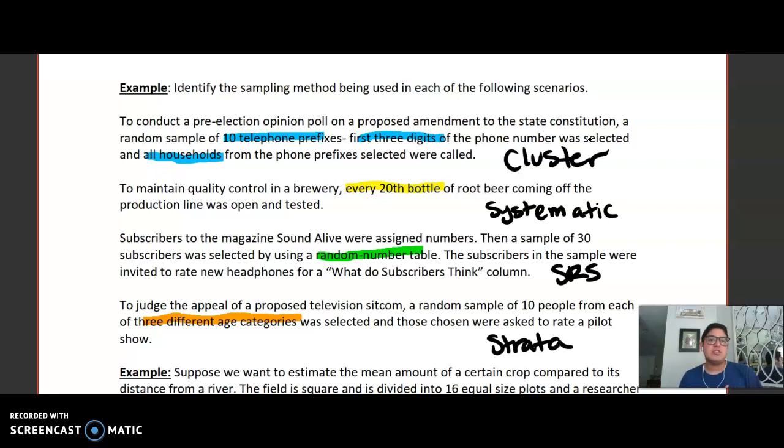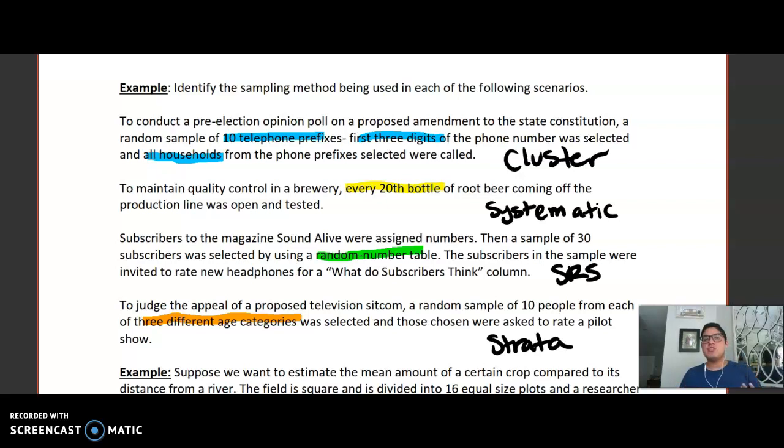So in the first situation, to conduct a pre-election opinion poll on a proposed amendment to the state constitution, a random sample of 10 telephone prefixes, the first 3 digits of the phone number, were selected, and all of the households in those prefixes were called. So here, my clusters are going to be those prefixes. So if they contain 281, 713, 832, any number that has that prefix is going to be sampled. All of the numbers with that prefix are sampled. This would be an example of a cluster.